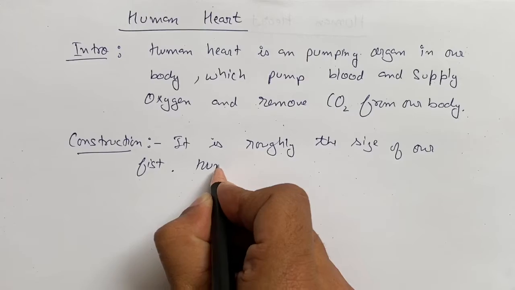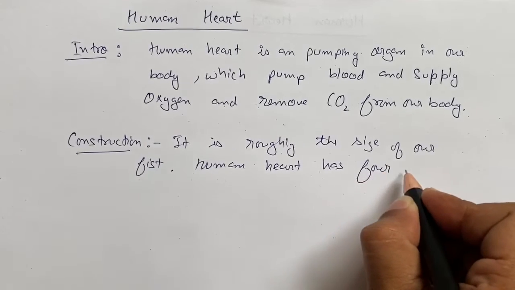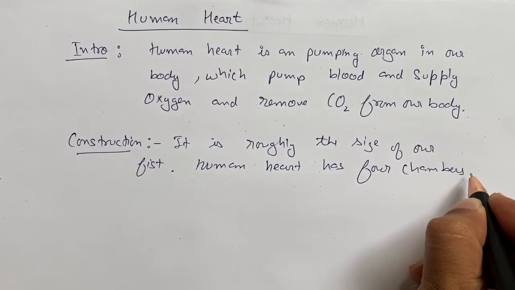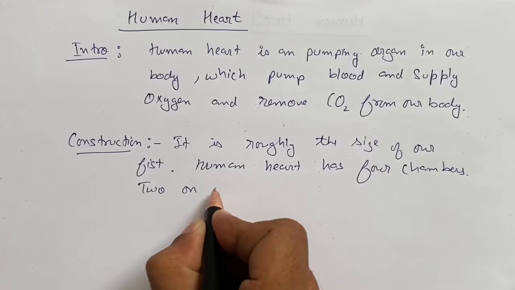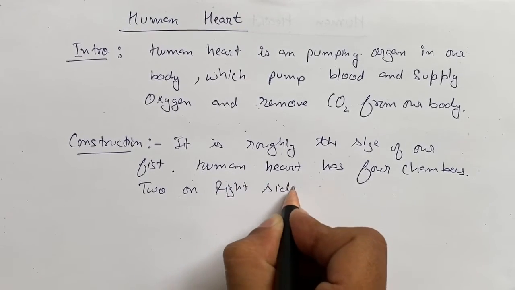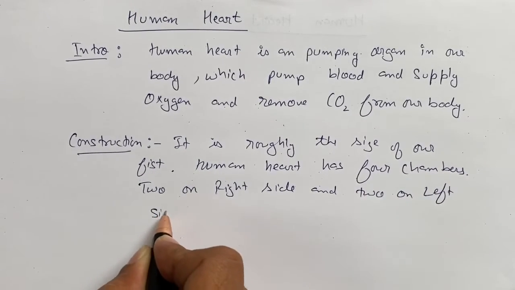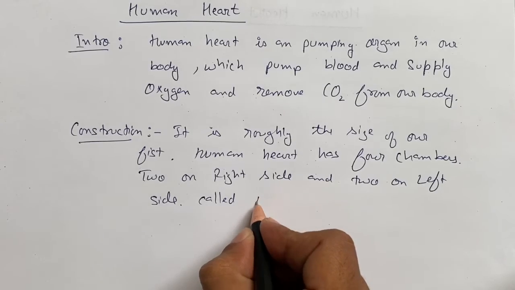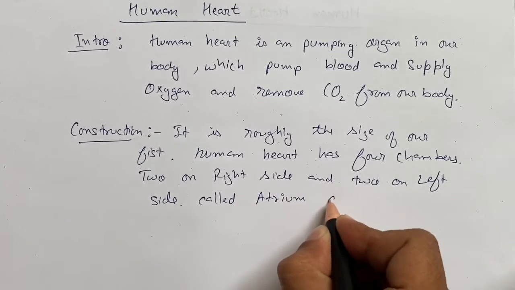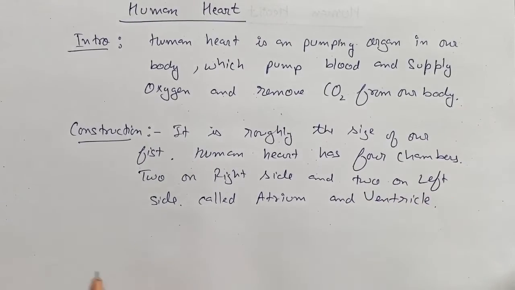Human heart has four chambers, two on right side and two on left side, called atrium, atrium, and ventricle, ventricle.